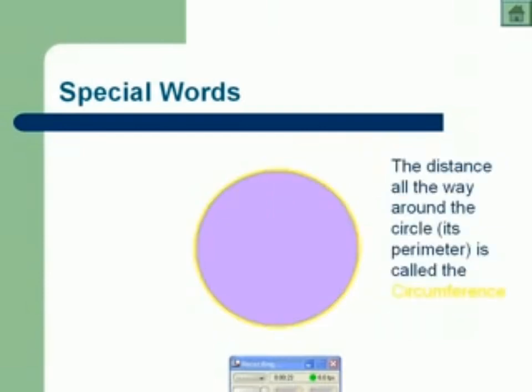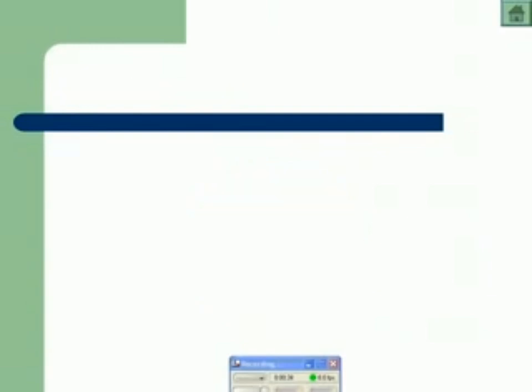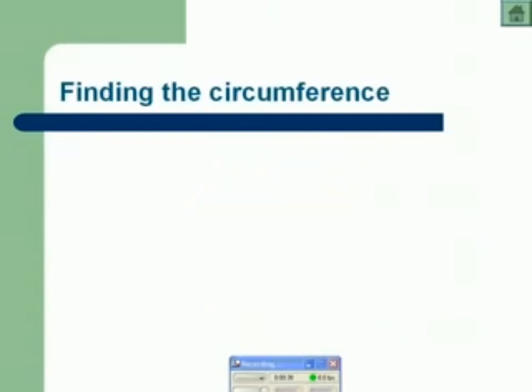We know all the way round is usually the perimeter of a shape, but we call it the circumference because it's a circle. And we know that inside the circle, obviously we're talking about area. So we're being asked to find the circumference.